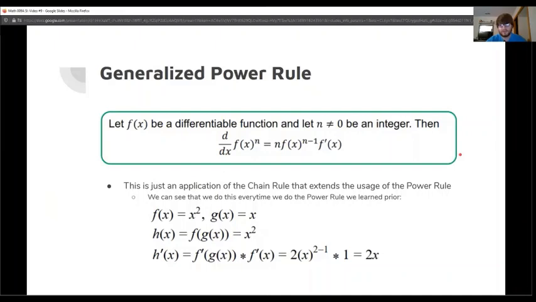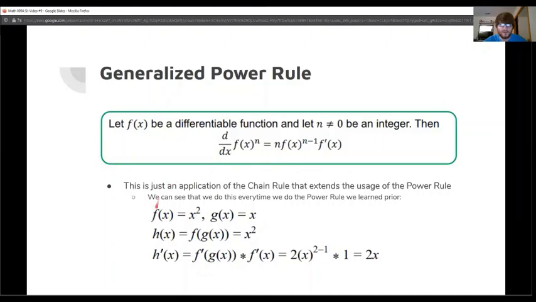So using chain rule, we can actually make a more generalized power rule. Before we had the same identity, except we had x here. Let f of x be a differentiable function, and let n not equal 0 be an integer. Then the derivative of f of x to the n is equal to n times f of x to the n minus 1th power times f prime of x. This is just an application of chain rule that's extending our use of the power rule, basically making it more useful for us. It's kind of the same thing as when we're just doing normal power rule, right?